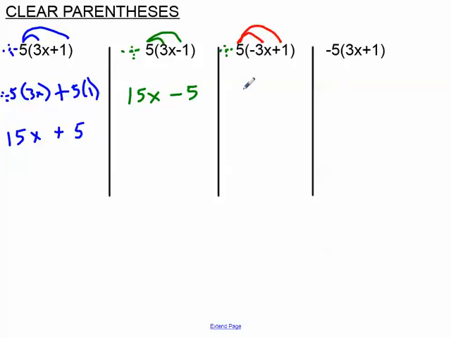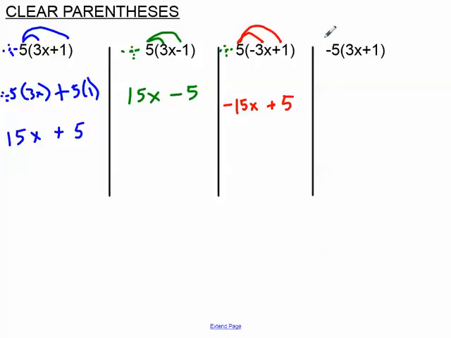5 times negative 3x is positive times negative, negative. 5 times 3, 15. X times 1, x. Second term is positive times positive, positive. 5 times 1, 5. Done. And we've distributed across the parentheses, and now we've got terms.